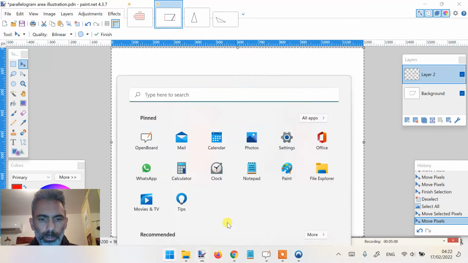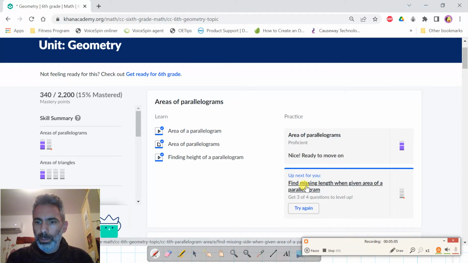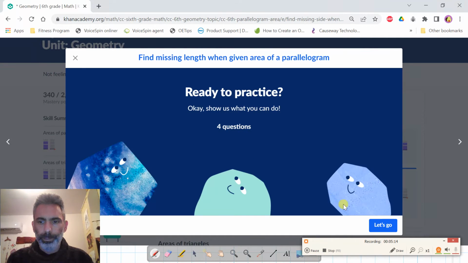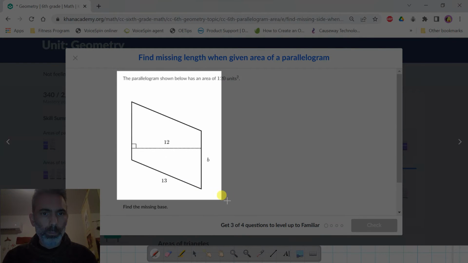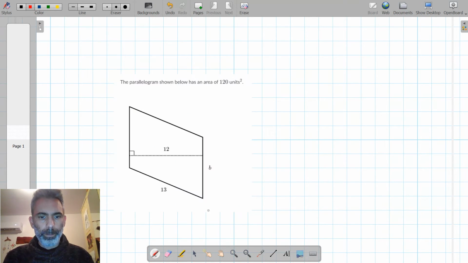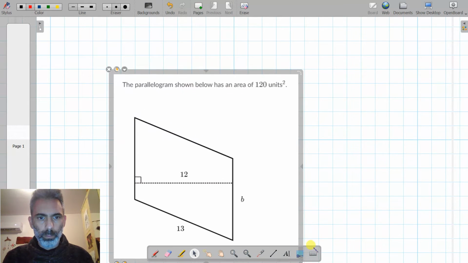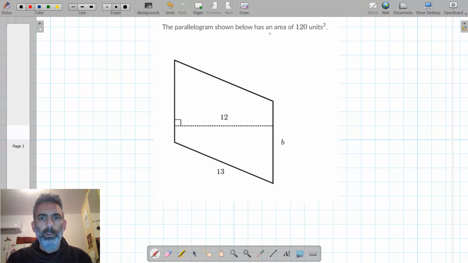Okay, so let's do the practice now. The practice we're going to do is find the missing length when given an area of a parallelogram. Let's go. I'll copy the question to the board. The parallelogram shown below has an area of 120 units squared.